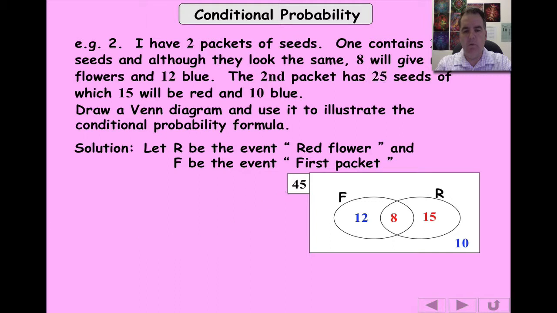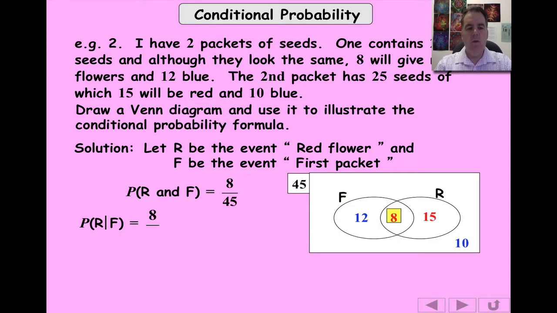So there's 45 total. What's the probability that we get a red seed and it's from the first packet? That's the intersection part there. That's 8 out of a total of 45. Easy, 8 out of 45. What's the probability now? Here's the conditional part. What's the probability of getting a red seed given that we take a seed from the first packet?